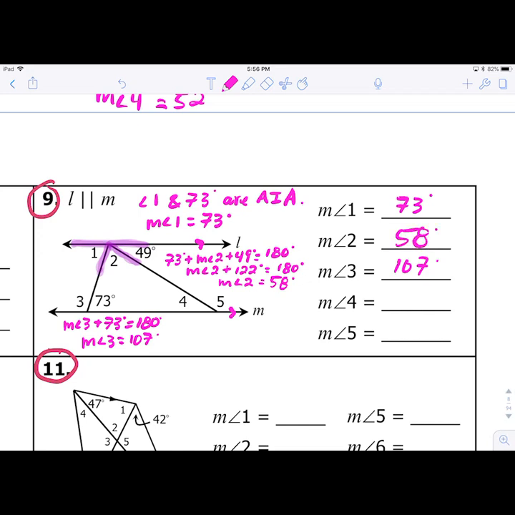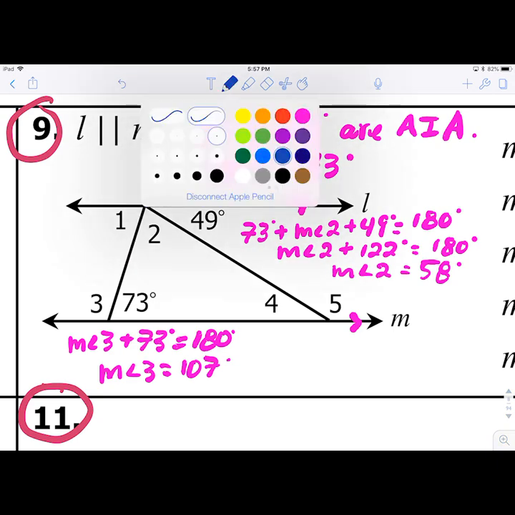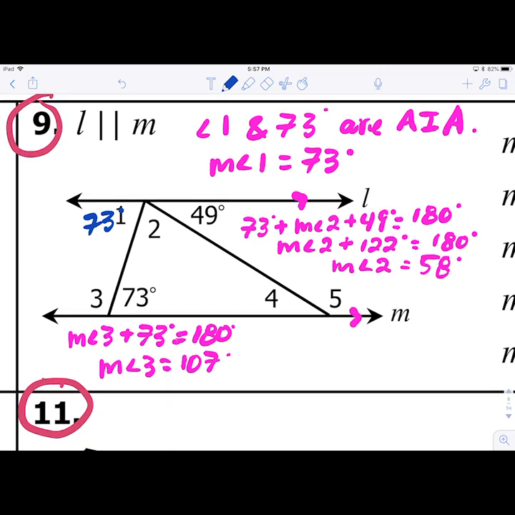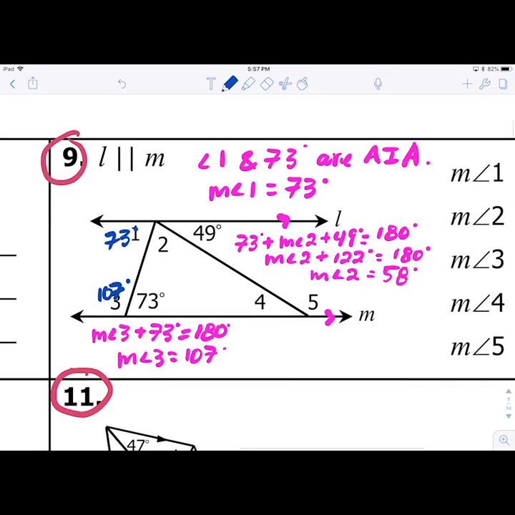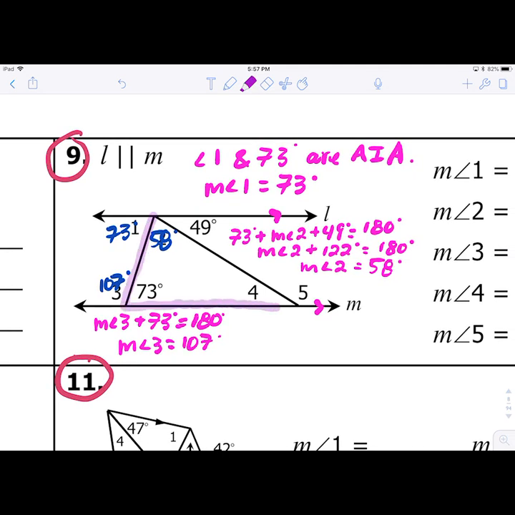All right, so we are more than halfway done. Let me just write in some of these angle measurements, okay? Let me do this with a different color, and I'm going to do a different pen size as well. This is 73 degrees. Angle 3 is 107 degrees. And angle 2 is 58 degrees. So this helps us with angle 4 because angle 4 is created right here. And we already know that these two angles right here, the 73 degrees and the 58 degrees, are going to add together with the angle 4 to get 180.